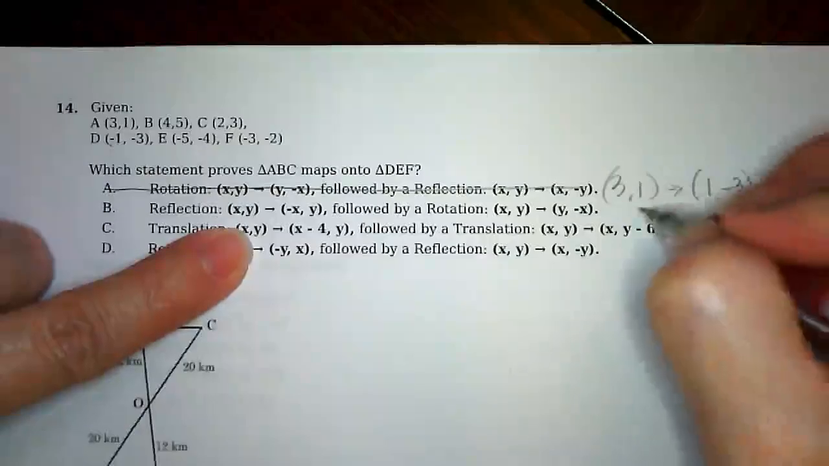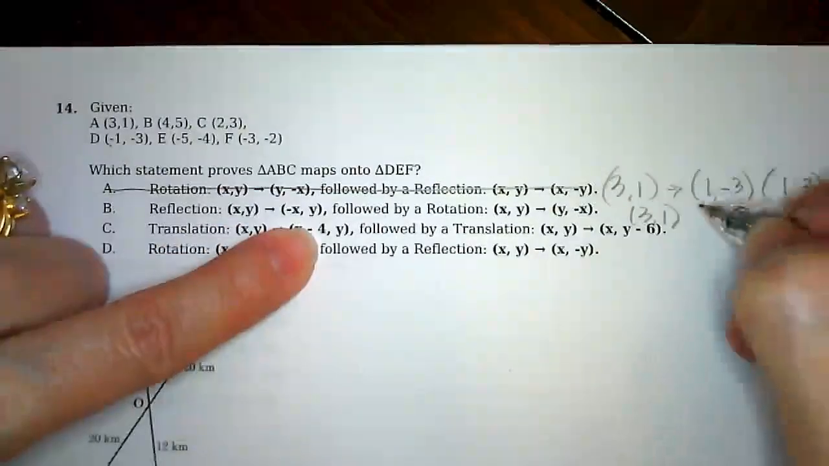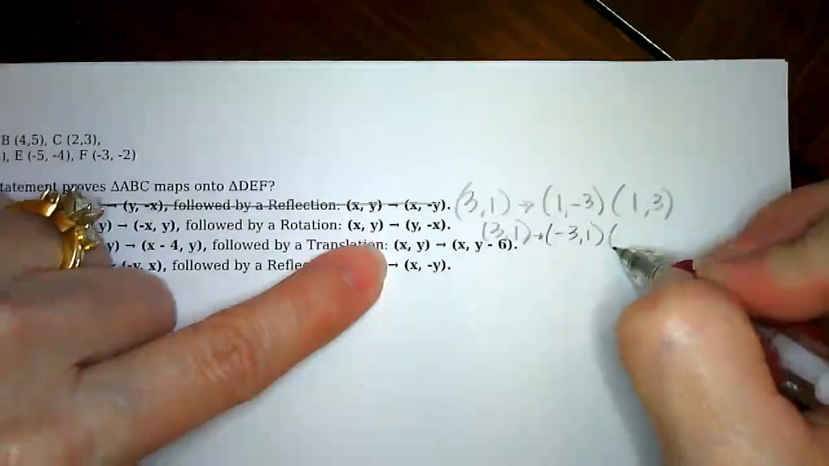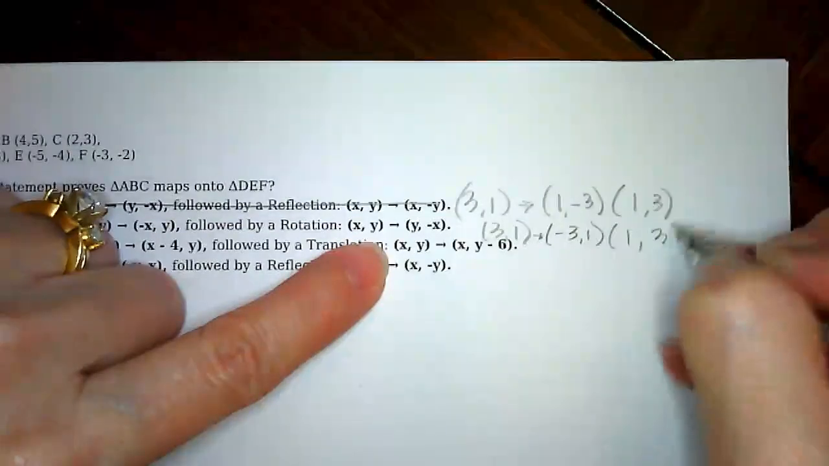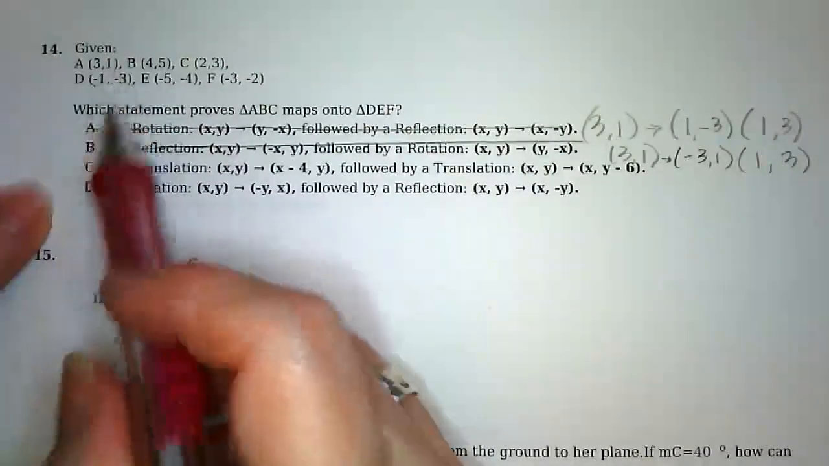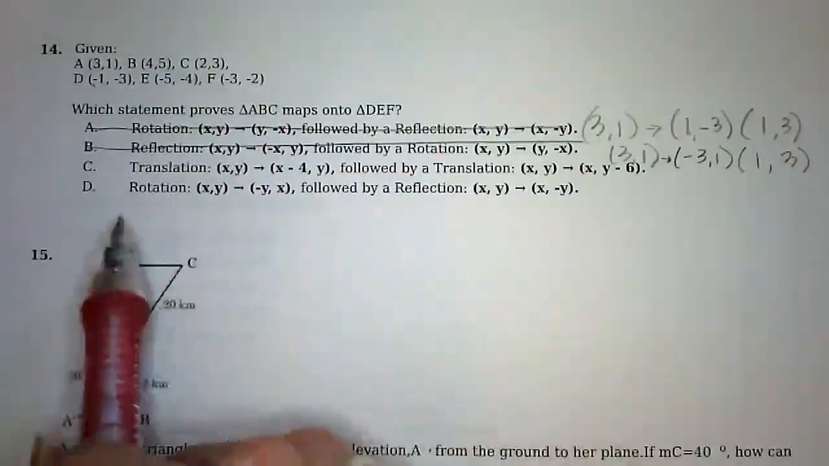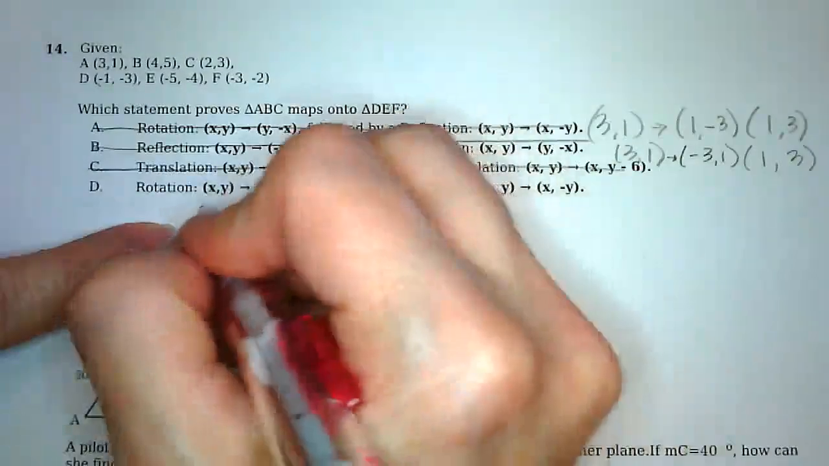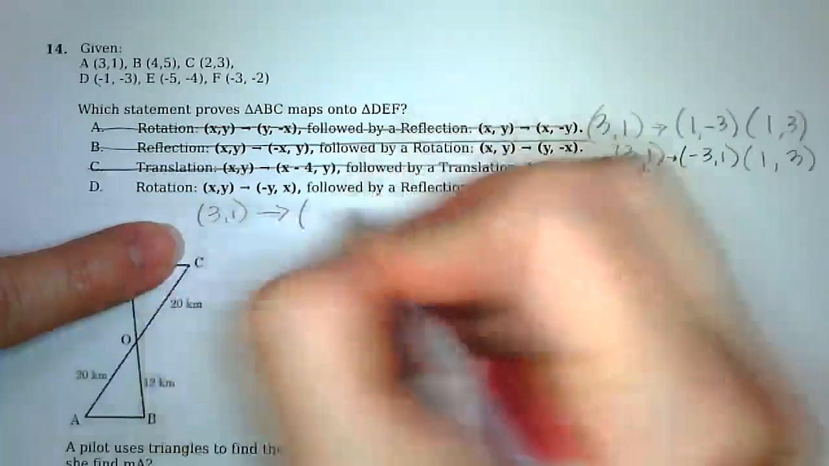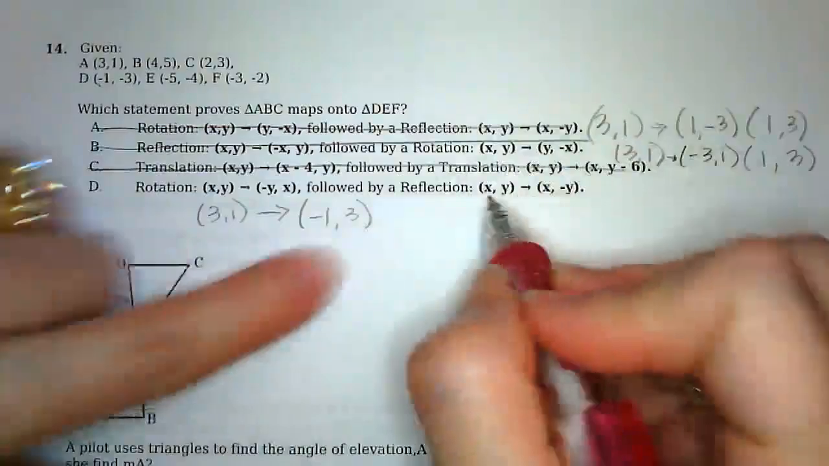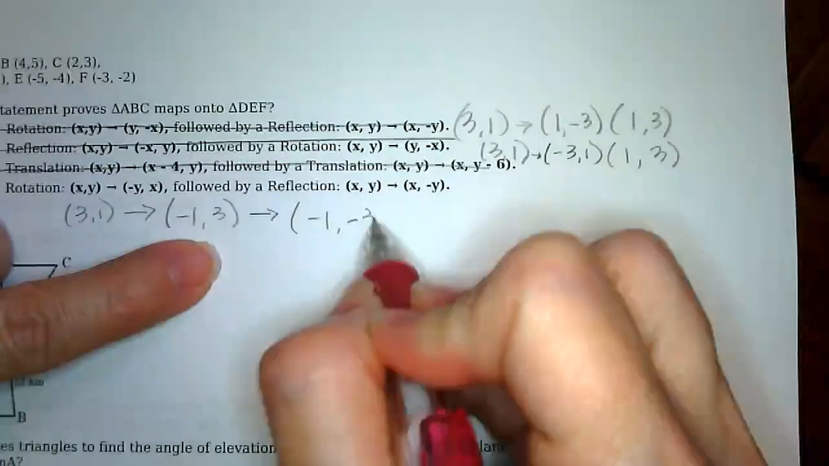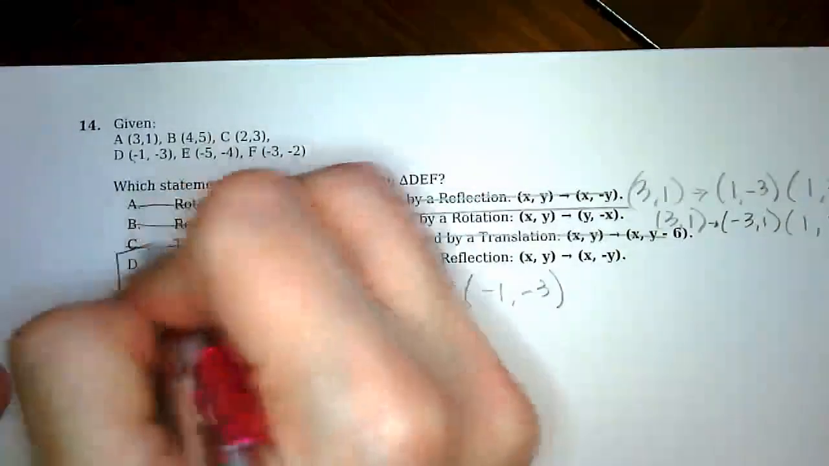Here we start with 3, 1. It would change to be negative 3, 1, and then from there it's going to change to be 1, 3 again, so not that one. All right, translation is not going to work, it's obvious that we're either rotating or reflecting since our numbers are staying the same. So let's just check this one. If we started with 3, 1, this would become negative 1, 3. If we started with negative 1, 3, this would become negative 1, negative 3, which is what we have. So there you go.